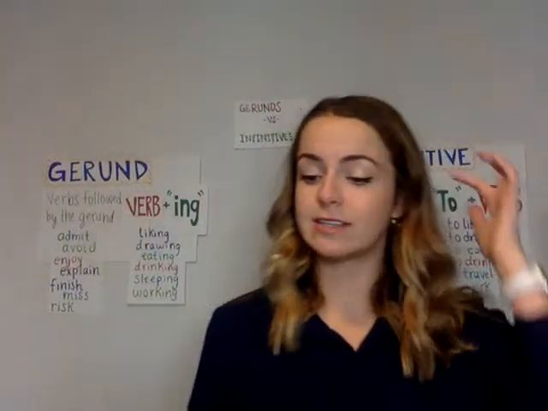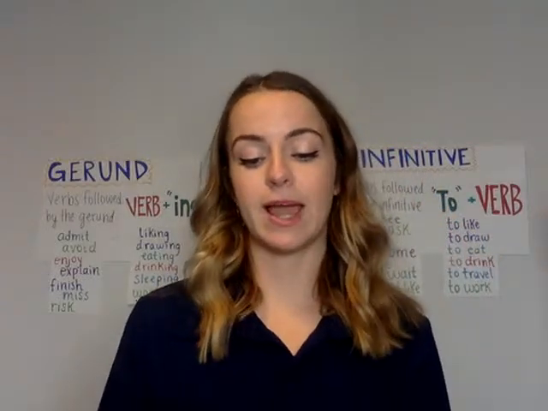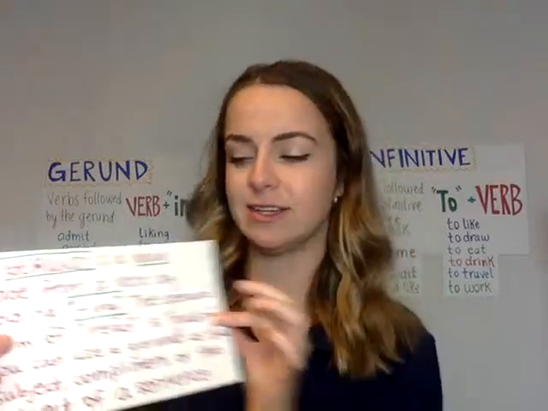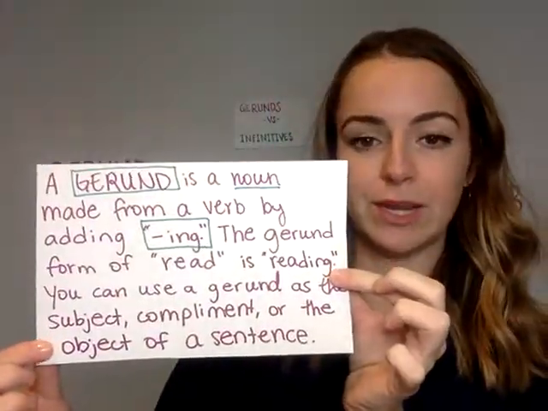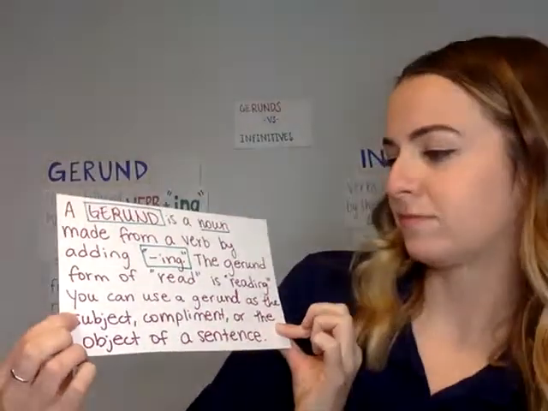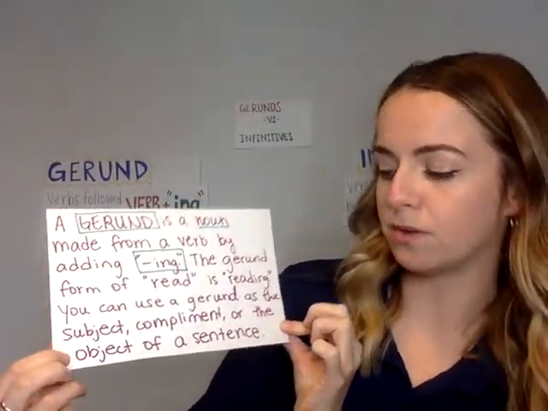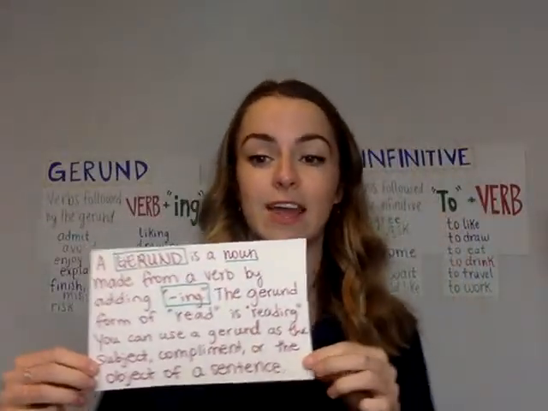Next, we're going to learn about gerunds. So a gerund is actually a noun made from a verb by adding ing to the ending. The gerund form of read would be reading. And you can use a gerund as the subject, complement, or the object of a sentence, just like you can an infinitive.